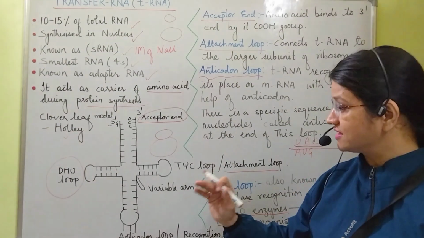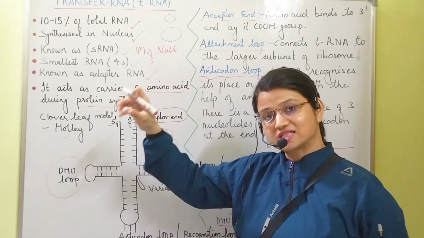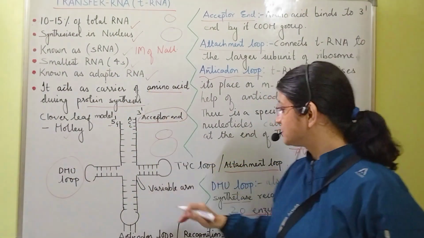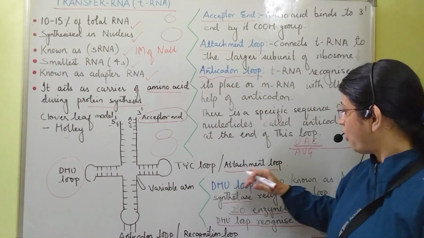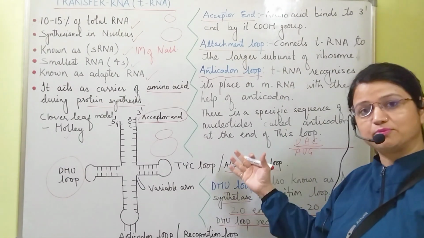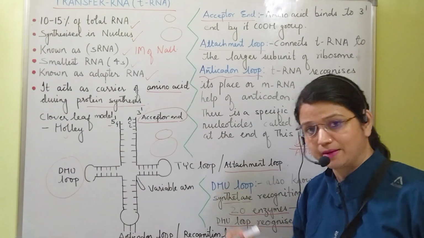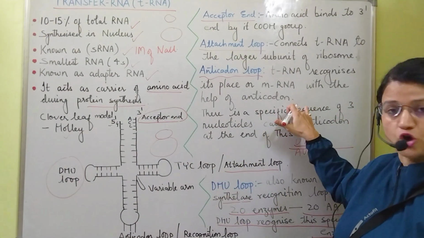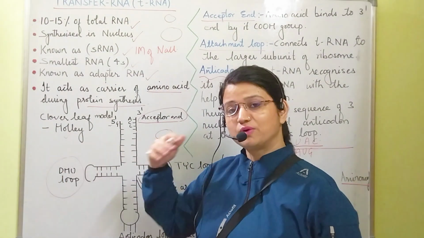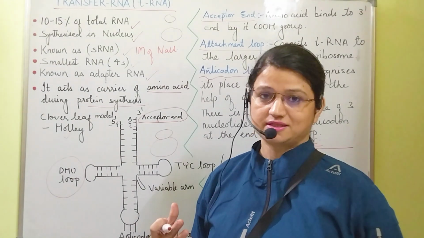We will just see once more. The 3' end is known as the acceptor end. It will accept the amino acid. Amino acid will bind at the 3' end. This is our T loop or attachment loop, which will get attached to the larger subunit of the ribosome. This is the anticodon loop, which will help to find its place on the messenger RNA, and this is the DHU loop, which will help to recognize the enzyme amino acyl synthetase.